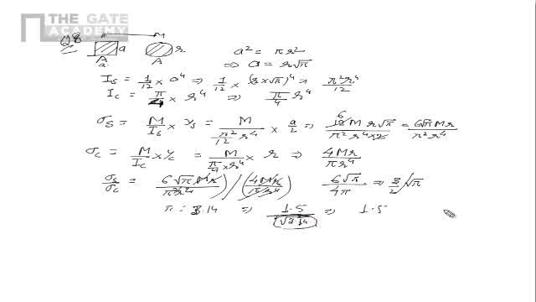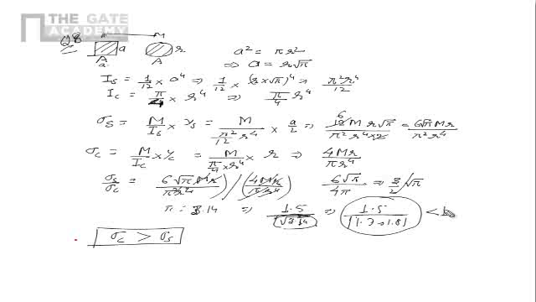So this will be 1.5 divided by some number which is between 1.7 and 1.8, which is more than 1.5. So this will be less than 1. So the sigma c will be more than sigma s. That's the final conclusion. We can also do this problem by doing a very simple thing.